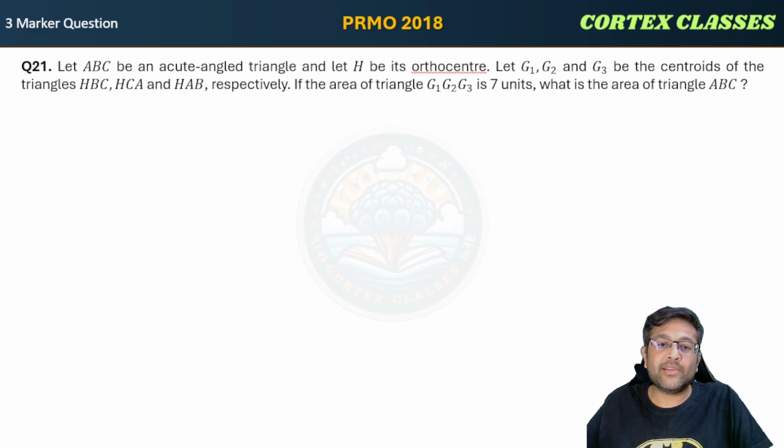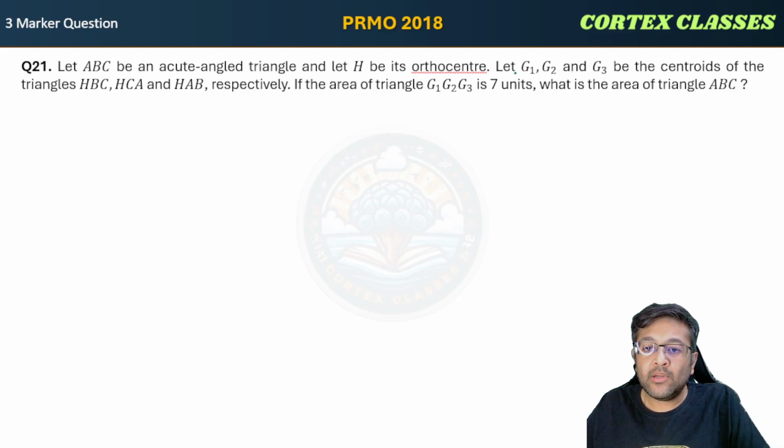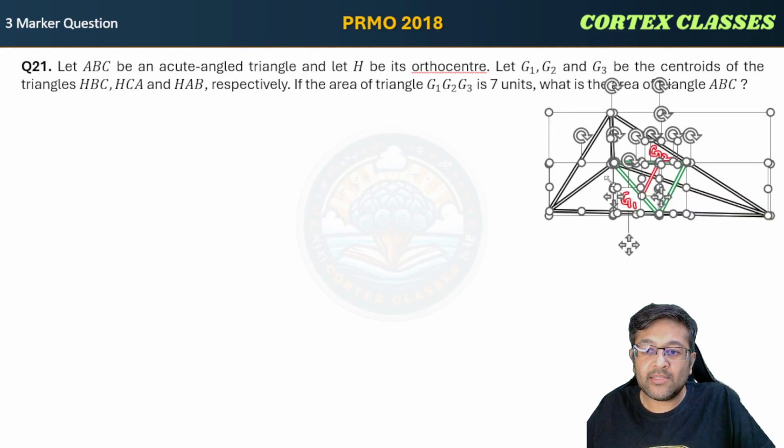All right guys, here's the question. So let's see what is being said. Let ABC be an acute angle triangle. You have a triangle ABC and H be its orthocenter. Now let G1, G2 and G3 be the centroids of the triangles HBC, HCA and HAB respectively. So obviously guys, if you join HA, HB, HC, let me show you the figure.